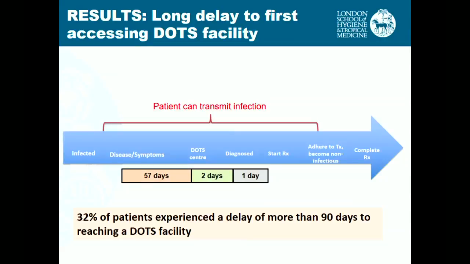Once patients had reached a DOTS center, it took 2 days for them to have a confirmed diagnosis, and then after they had a confirmed diagnosis, only 1 day between that and starting treatment. So these are the medians. So you can really see that the delay is very much at the first stage of accessing the appropriate facility. And we looked at prolonged delay, which the Yunnan CDC defined as over 90 days between symptom onset and reaching a health facility, and 32% of patients experienced a delay of more than 90 days before reaching a DOTS facility.